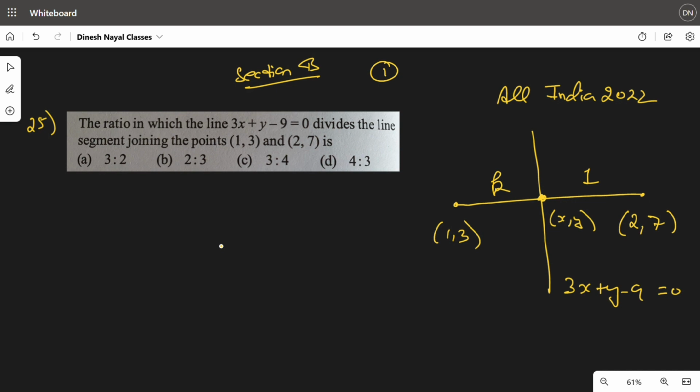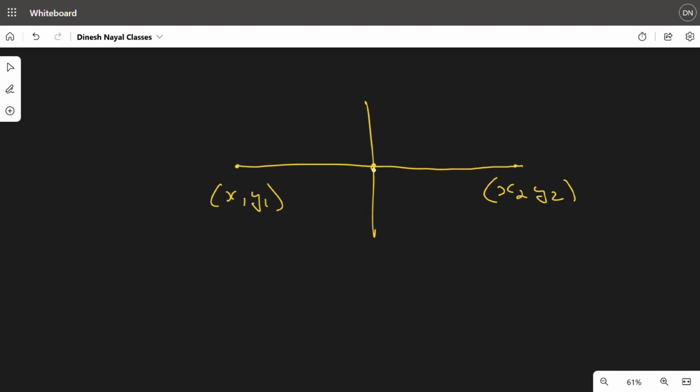First of all, let's discuss the section formula. Let's discuss what the section formula is. If there is a line segment, consider 2 points (x1, y1) and (x2, y2). Now if a point on this line segment divides it in the ratio m1 is to m2 internally, consider x comma y be the coordinates of this point P.